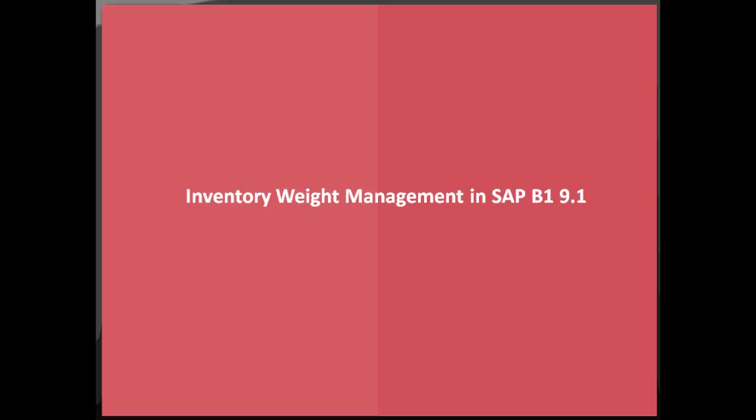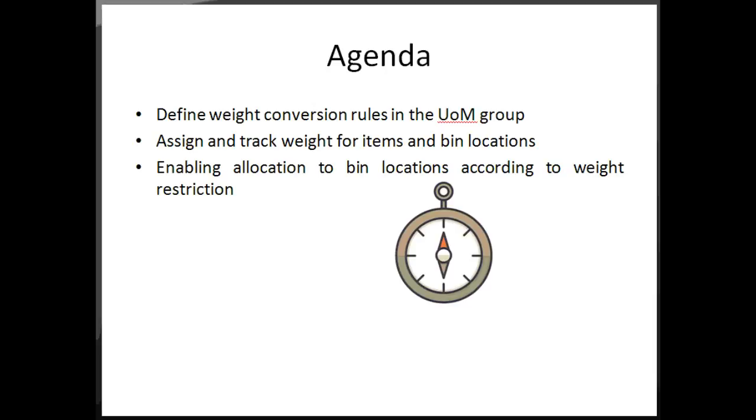In this session, we will learn about inventory weight management in SAP Business One, and this is part 1. We will mainly focus upon SAP Business One version 9.1. Let us define the agenda. We will learn about defining weight conversion rules in UoM group, assigning and tracking weight for items and bin locations. Also, we will learn about enabling allocations to bin locations with respect to weight restrictions.